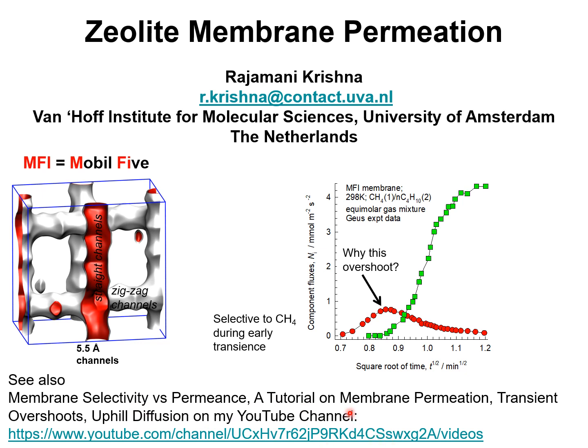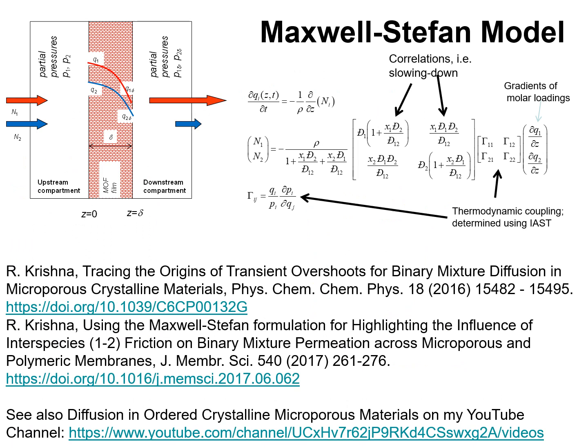I shall proceed with the modeling of transient membrane permeation in order to provide a fundamental understanding of the reasons behind the observed overshoot. This is a schematic of a membrane construct. The microporous layer has a thickness of delta. The upstream compartment has partial pressures p1 and p2 of the gas molecules 1 and 2. And the downstream partial pressures are p1δ and p2δ.